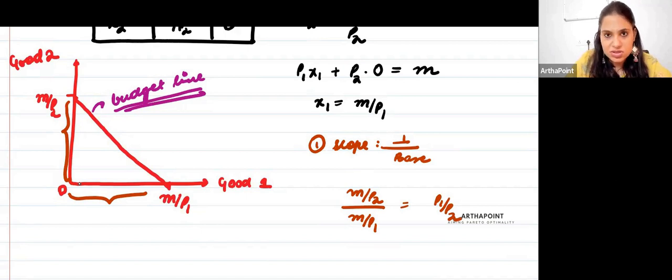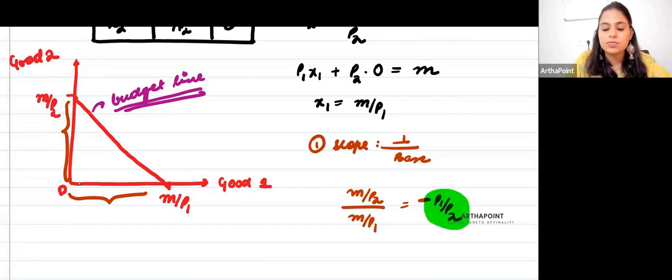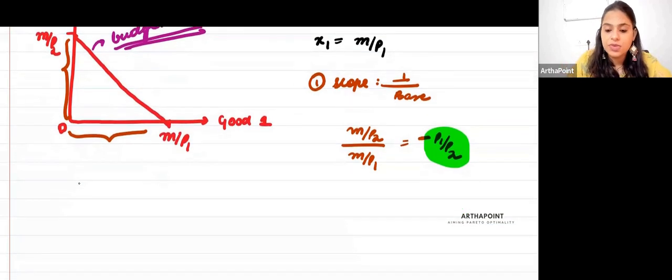Of course, this is a downward sloping line, so I put a minus sign. Minus shows that it is downward sloping and the slope is P1 by P2. That's the first way to find the slope. There is another way also.